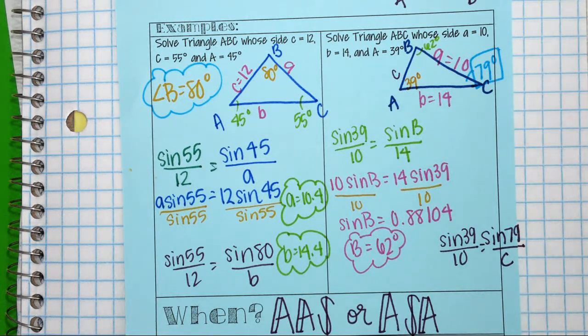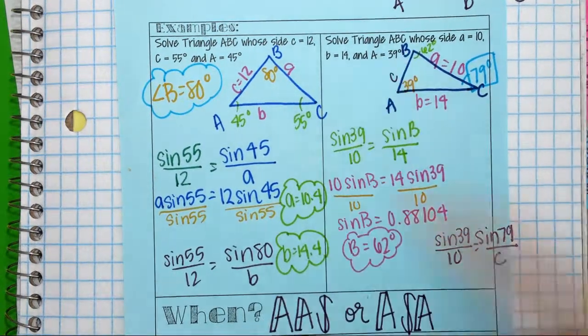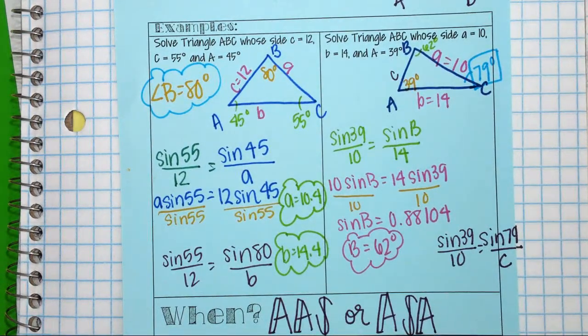How do you get 39? I did 39 plus 62 and subtracted it from 180. Because it's a triangle, right? Okay.